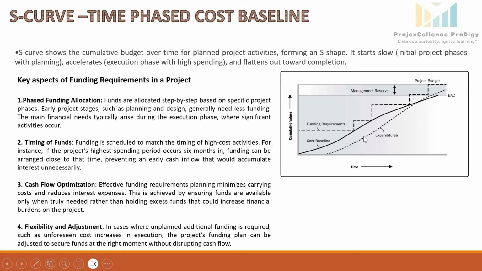In the execution phase, the bulk of the project work happens here. So we can see the steep incline, with work like installation, construction, and procurement. These tasks require significant resources and labor, which leads to high cost. And finally, in the completion phase, as the project nears completion, activities like testing, commissioning, and project closure are performed here. Spending begins to slow down as we need fewer resources.